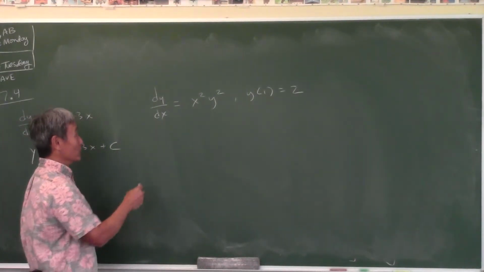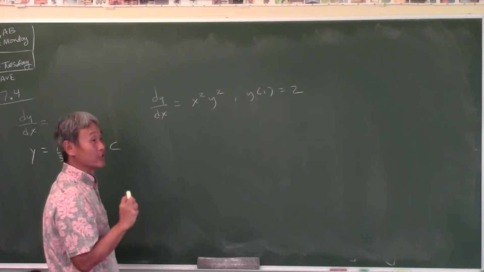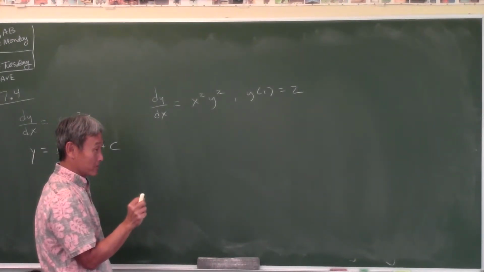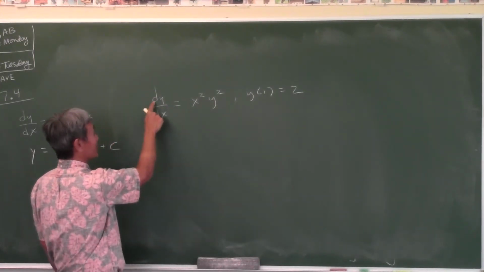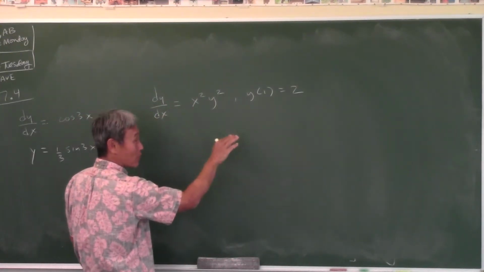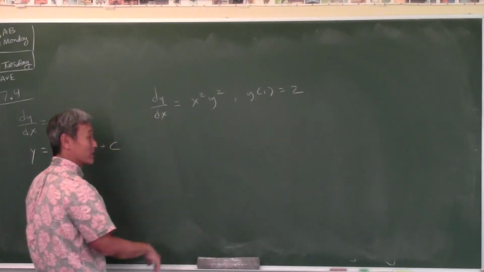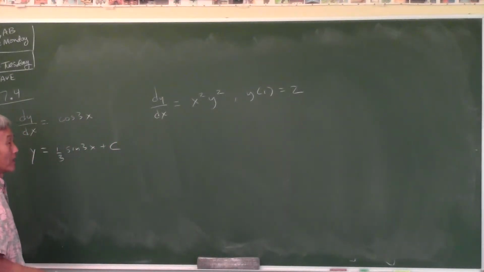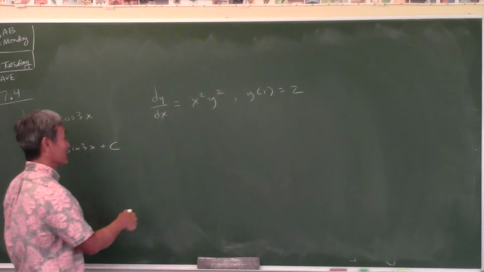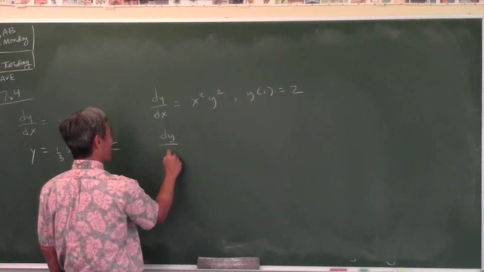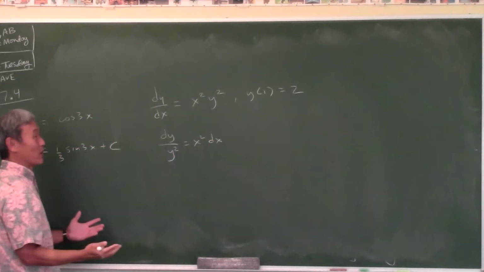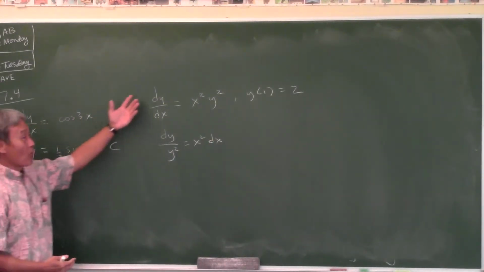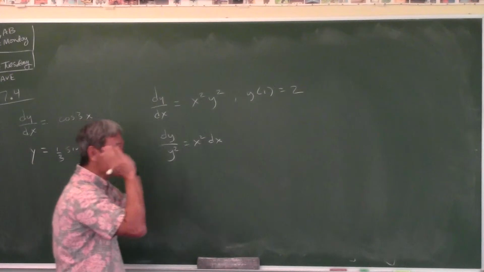Okay, so this is what you do. The book calls it separating the variables. In other words, you put all the y's on the left side of the equation with the dy, and you put all the x's on the right side of the equation with the dx. We call that separating the variables. So like this: dy over y squared equals x squared dx. Basically, you just do algebra 1. Put all the y's on the left, put all the x's on the right.